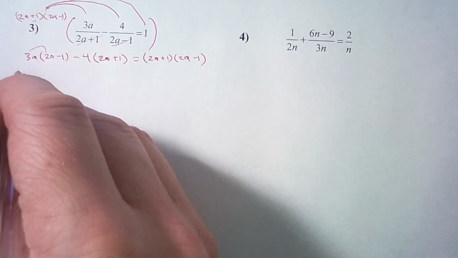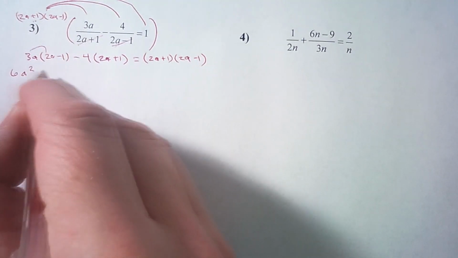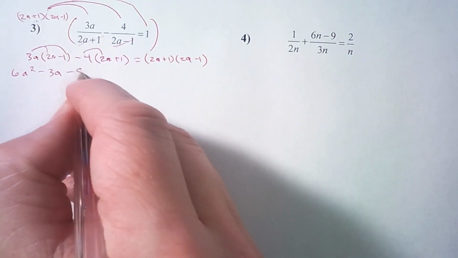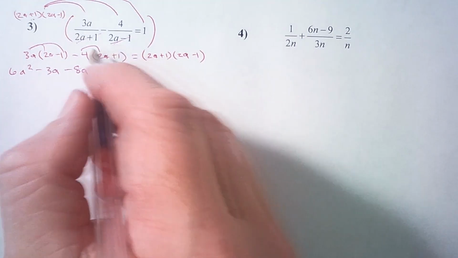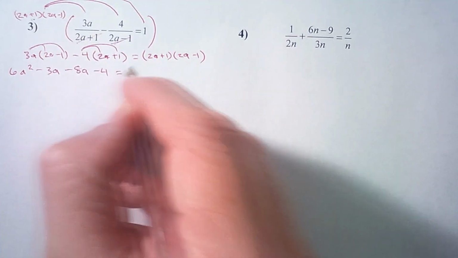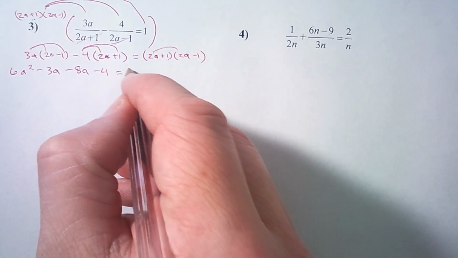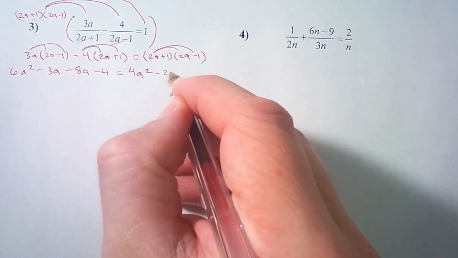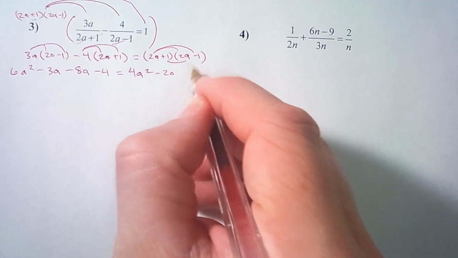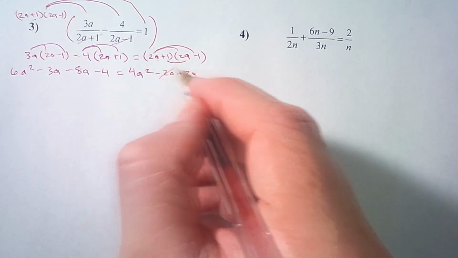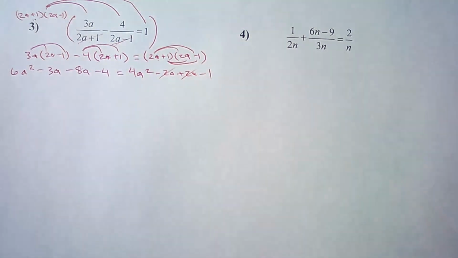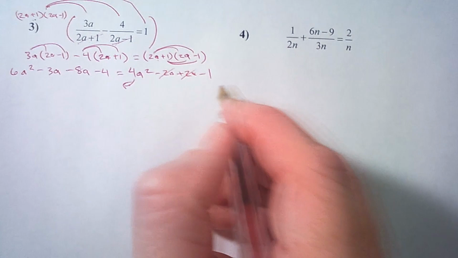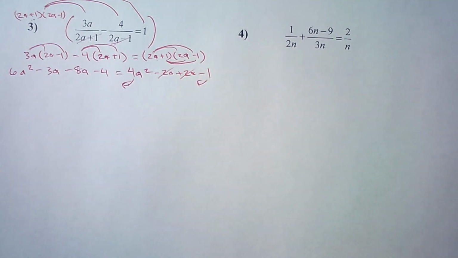Okay, so now I'll start distributing. I have 6a squared minus 3a minus 8a minus 4 equals 4a squared minus 2a plus 2a. And those cancel. Minus 1. Okay, so let's bring this 4a squared over to the left and this minus 1 over to the left.